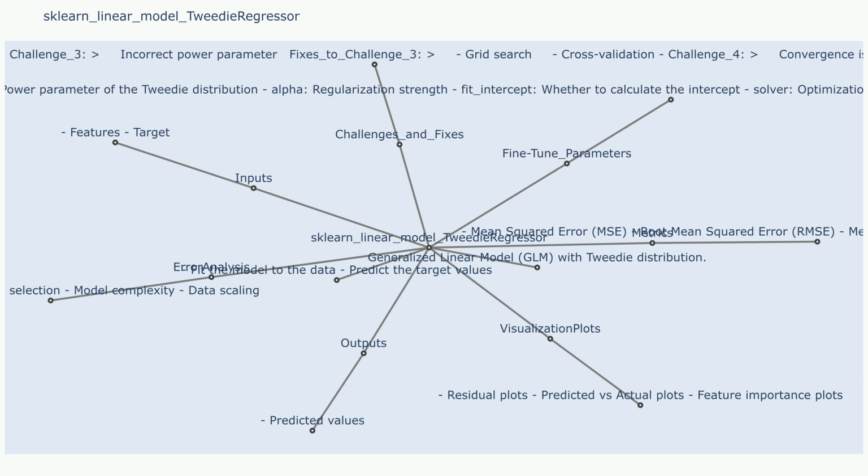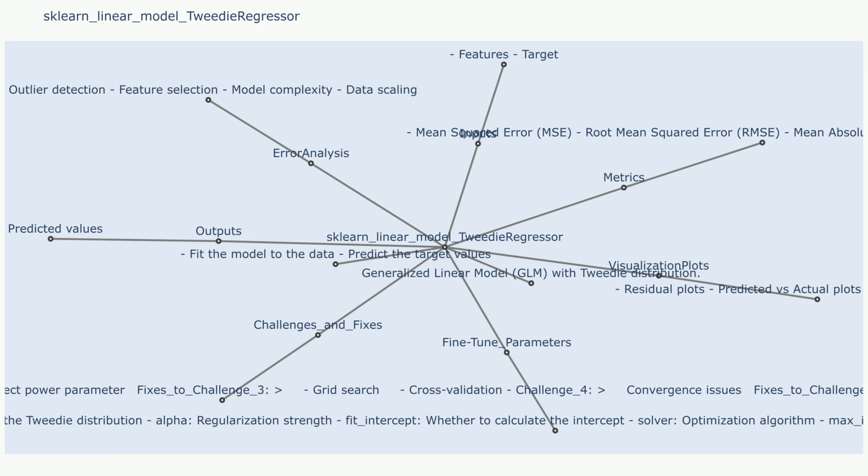Outputs. Coefficients, a one-dimensional array containing the estimated coefficients for each feature. The coefficients indicate the strength and direction of the relationship between each feature and the response variable. Intercept, a scalar value representing the intercept of the fitted model. The intercept represents the expected value of the response variable when all features are 0.